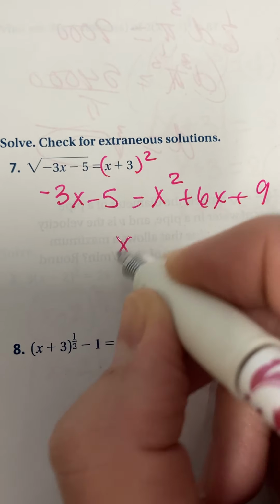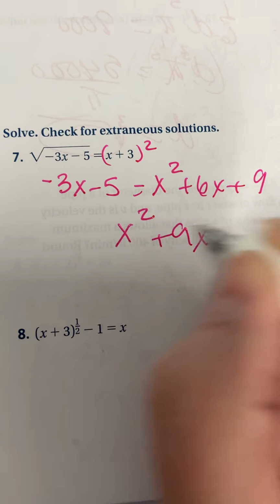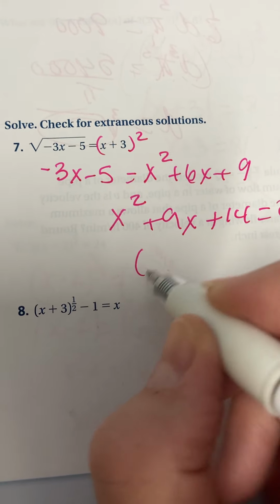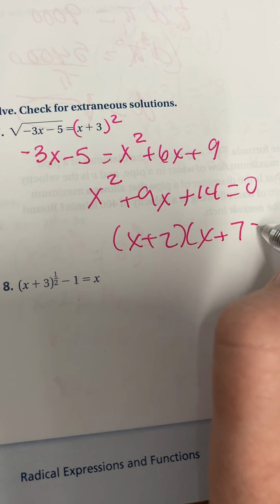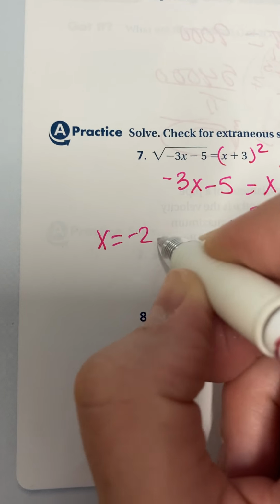Gather everything to one side. So I have the x squared. I'm going to add the 3x over here, and I'm going to add that over here to give me 14. Looks like 2 and 7. So (x plus 2)(x plus 7), so x equals negative 2 or negative 7.